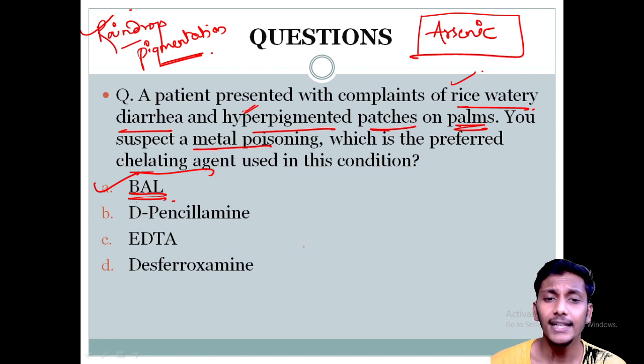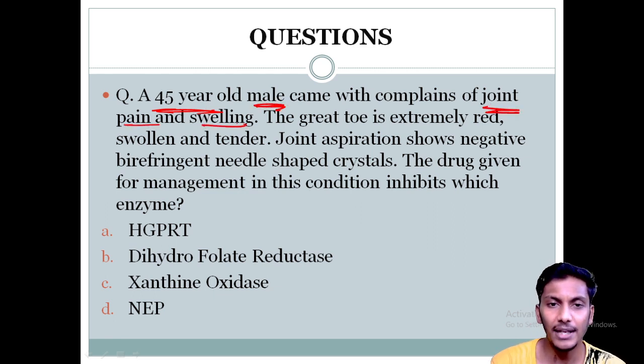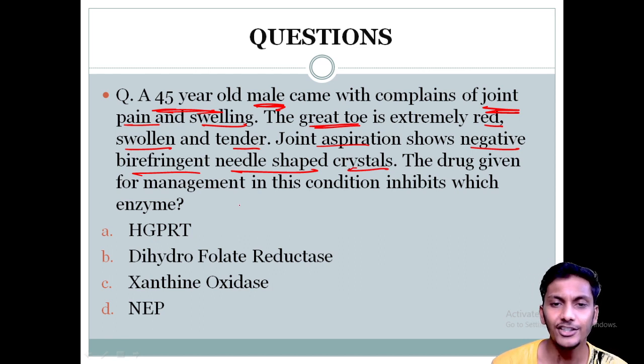Please remember this. D-penicillamine for copper poisoning, right? And desferoxamine for iron poisoning. Next, a 45-year-old male, important, came with complaints of joint pain and swelling. The great toe is extremely red, swollen and tender. Joint aspiration shows negative birefringent needle-shaped crystals. The drug given for management in this condition inhibits which enzyme? The options are HGPRT, dihydrofolate reductase, xanthine oxidase and neutral endopeptidase.